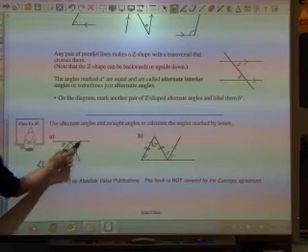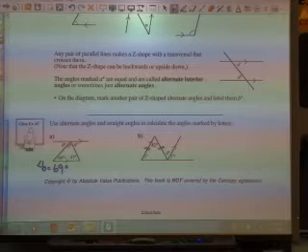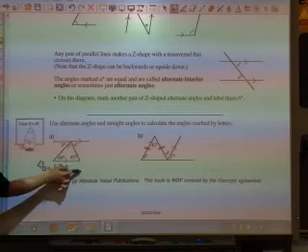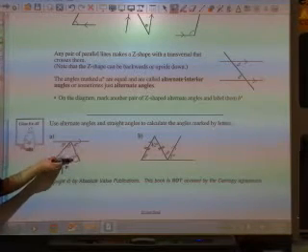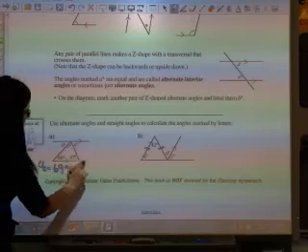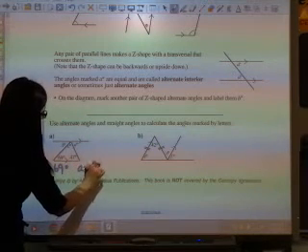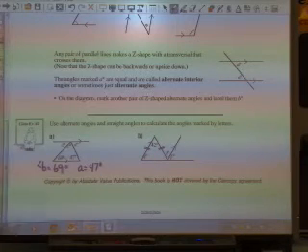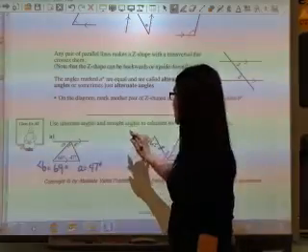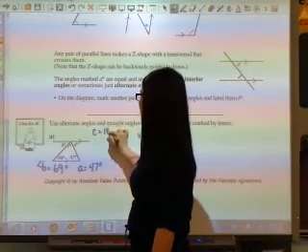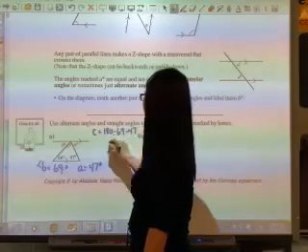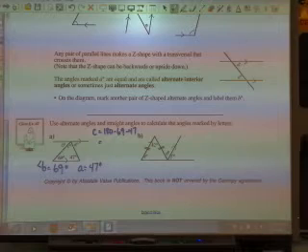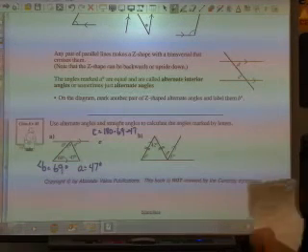Does angle A have an alternate angle? 47. Alternate interior. So there's my transversal, the parallel lines, so I'm looking inside the parallel lines on opposite sides. So angle A would be 47 degrees. And how would I find out angle C? Subtract these from 180. So 180 minus 69 and 47 would equal 64 degrees.